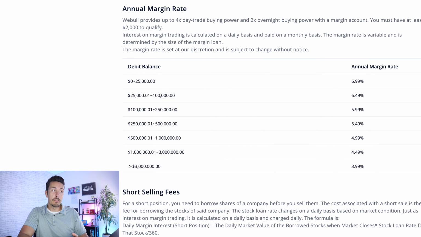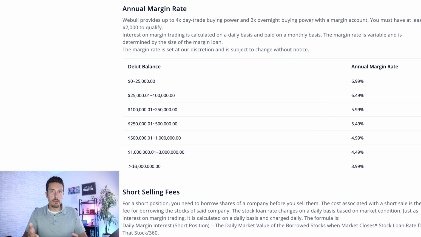Now, remember, they have $0 commissions, but there are some fees for being in a margin position. Depending on how much you're trading, as of the recording of this video, it could be anywhere from 3.99% if you're trading $3 million, up to 6.99% if you're trading up to $25,000. In my case, if I was trading on margin for this, it'd be 6.99%. But as long as you close your position in the same day and you don't hold it overnight, you will not be charged an interest rate.